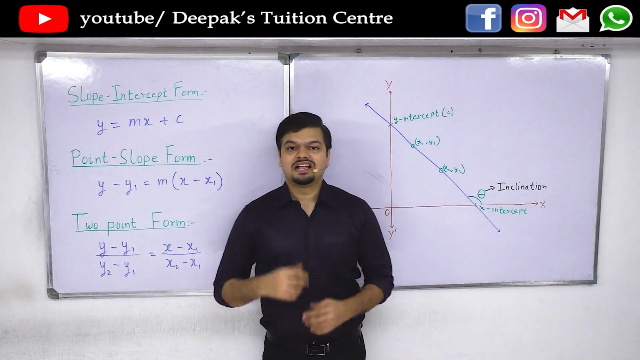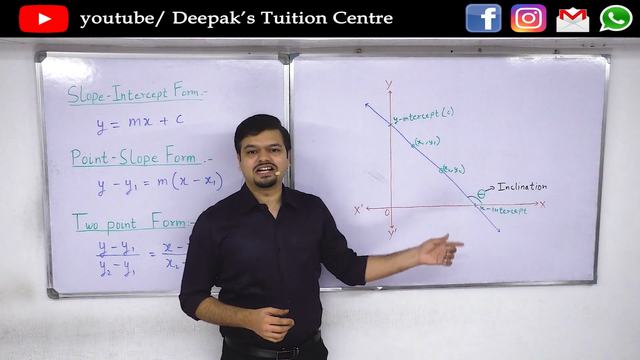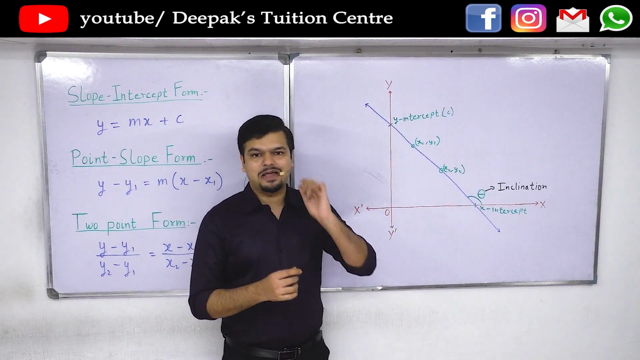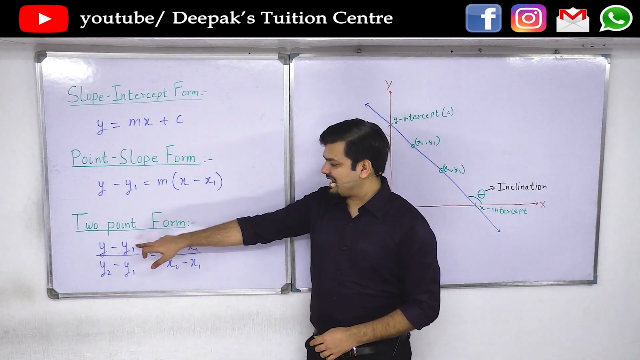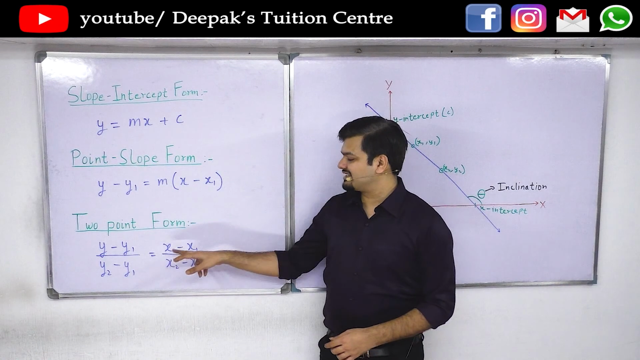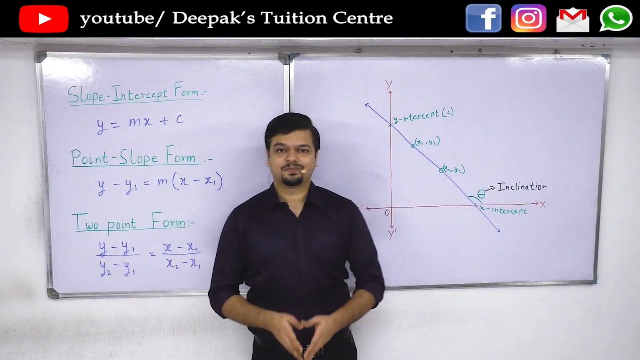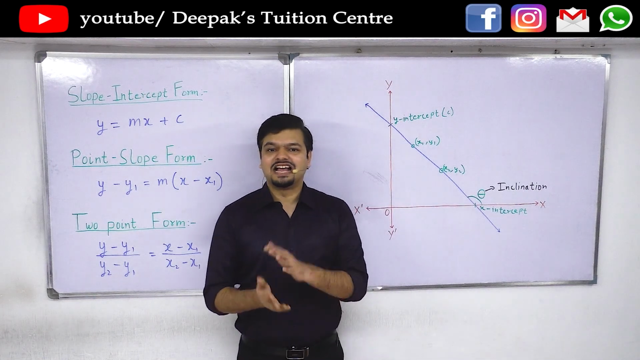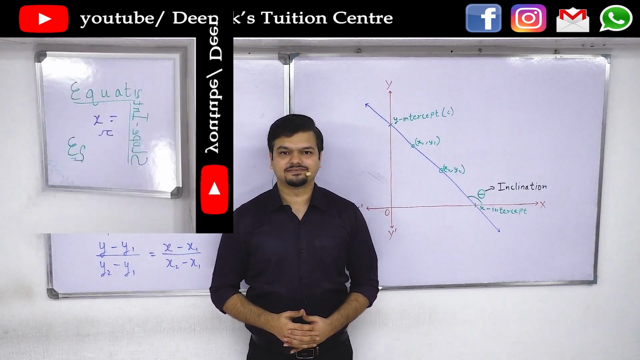Two-point form. You need to know the coordinates of 2 points on the line, that is x1, y1 and x2, y2. Then you can use the formula (y minus y1) whole divided by (y2 minus y1) equals (x minus x1) whole divided by (x2 minus x1). You need to remember these formulas and apply them, then you can easily calculate the equations of a straight line.